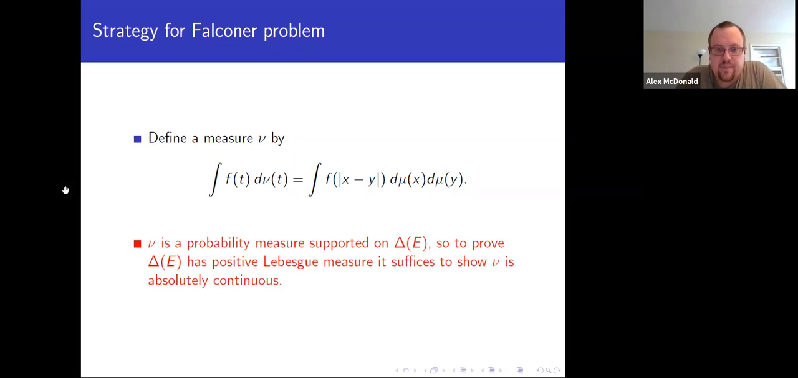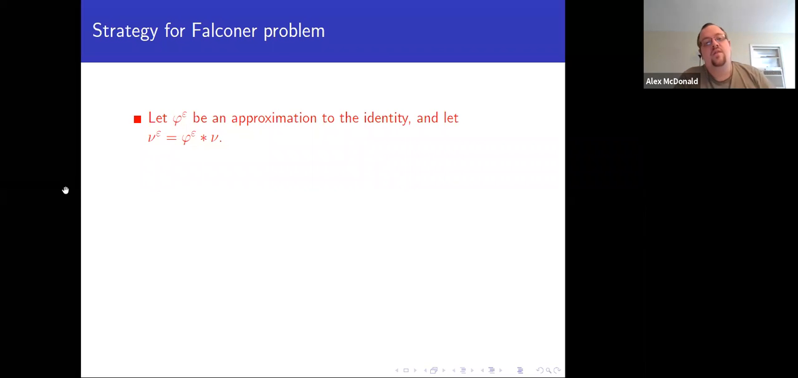Okay, and the upshot here is that nu is, by definition, a probability measure supported on the distance set. So to prove that the distance set has positive measure, it suffices to show that nu is absolutely continuous with respect to Lebesgue measure.